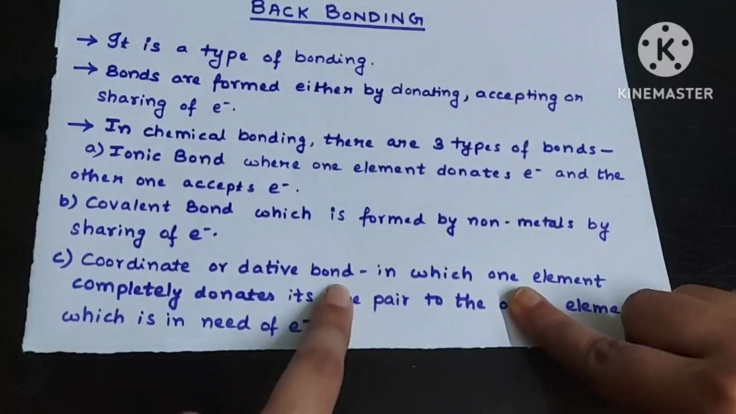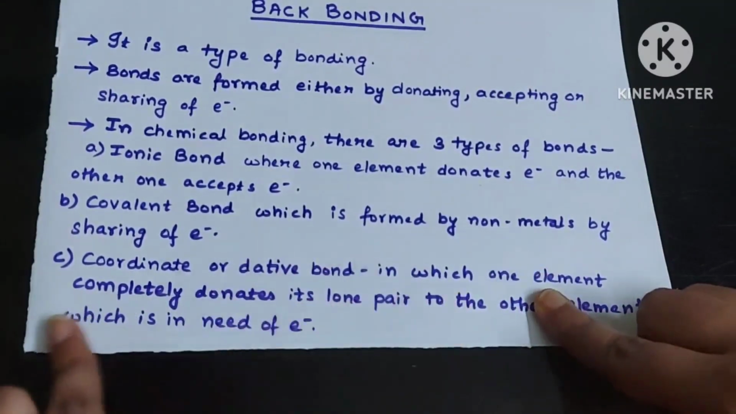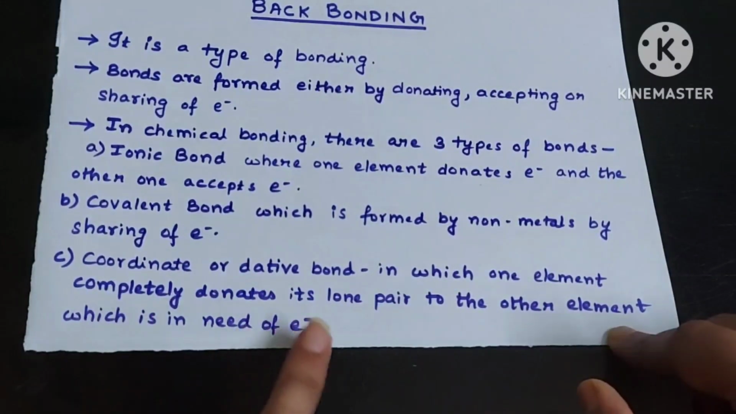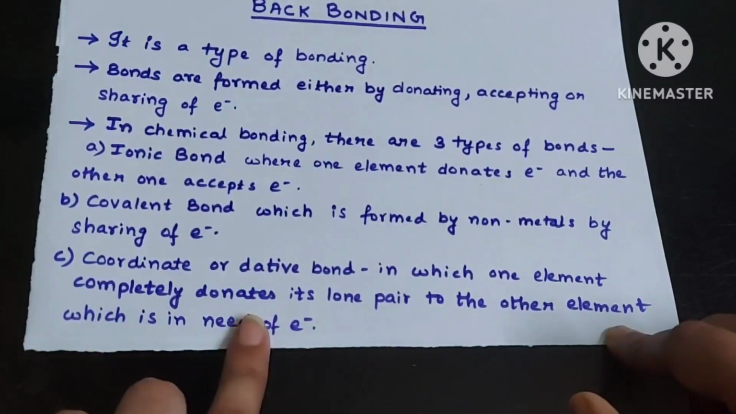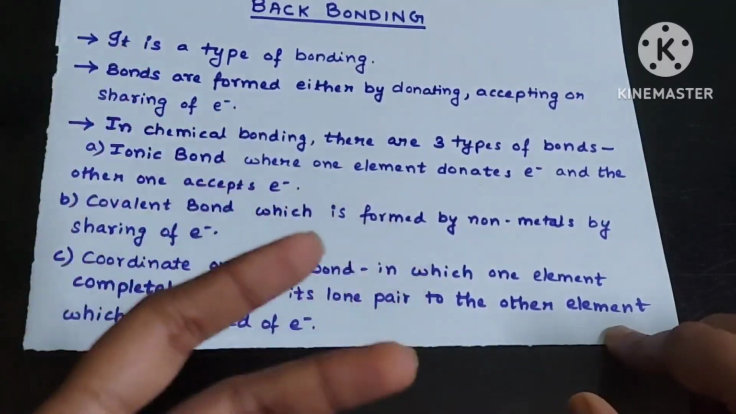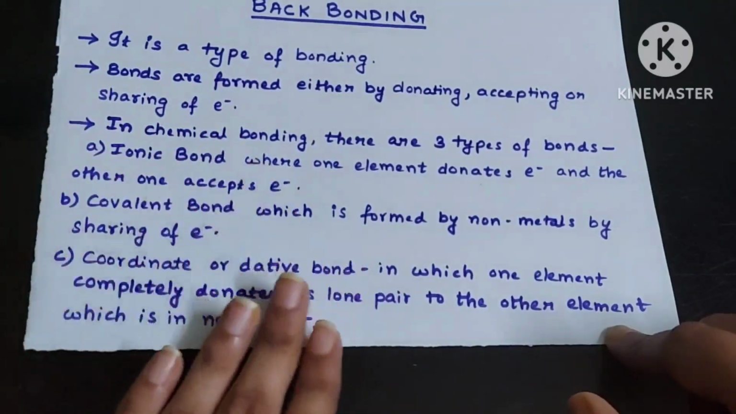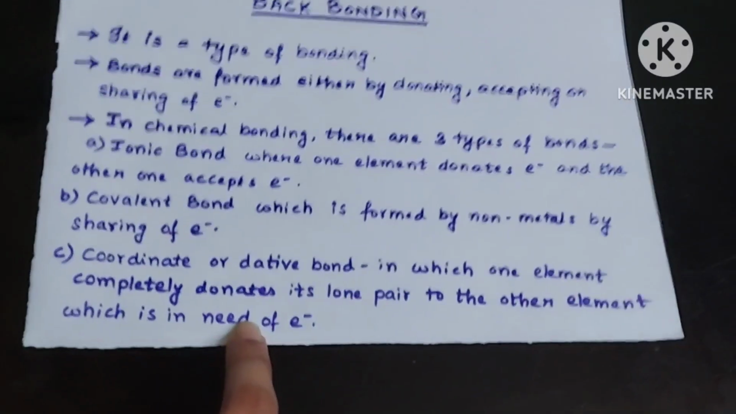coordinate or dative bond. Another name for coordinate bond is dative bond, in which one element completely donates its lone pair to the other element which is in need of electrons. Okay, example NH4 plus. NH3 is having a lone pair, N will have a lone pair on it, and it will donate its lone pair to hydrogen to form NH4 plus completely. It will not share, okay, in NH4 plus. We know this.